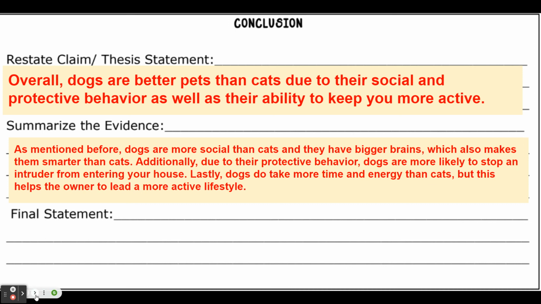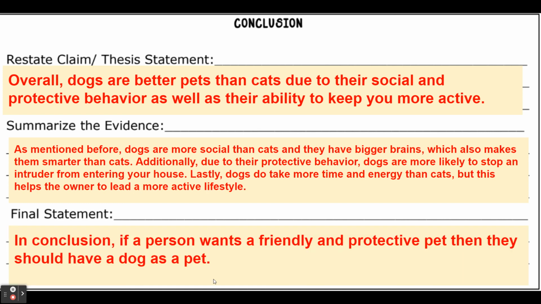And then you need a final statement. So a very strong statement, something to catch the reader's attention again, but close everything up nicely. In conclusion, if a person wants a friendly and protective pet, then they should have a dog as a pet. There you go. Simple. Don't overthink it. You should already have everything you need to write your conclusion.